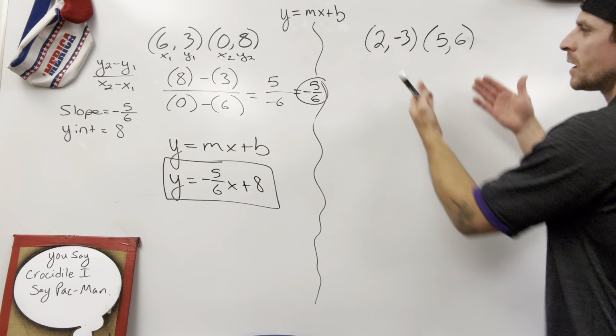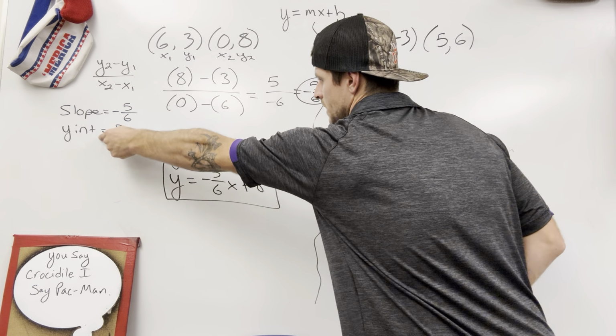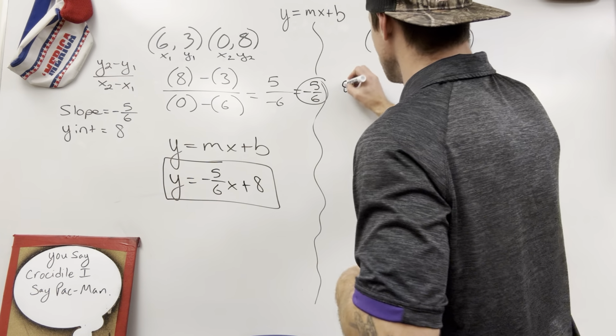Okay, so now, problem like this. What are the 2 things we got to figure out? We already talked about it. We need a slope and we need a y-intercept. So I'm going to make a little note, slope.